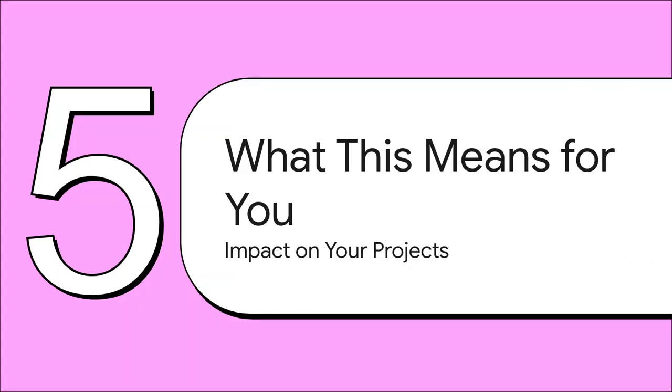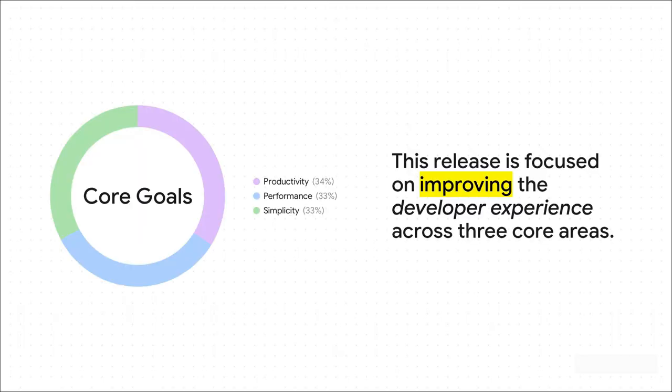Okay, so we've seen all these cool new features, but what's the big picture here? What does this actually mean for you and the projects you're working on every day? Well, it all comes right back to those 3 core goals we started with. C# 13 is a really focused release, and it's aimed squarely at improving your day-to-day life as a developer. Whether it's writing cleaner code faster, optimizing for performance, or simplifying complex logic, every feature is designed to help you build better apps with less friction.